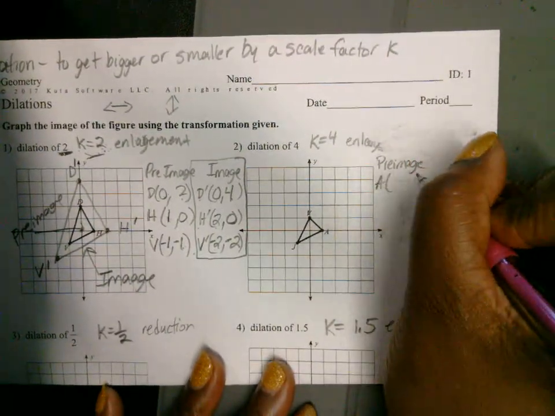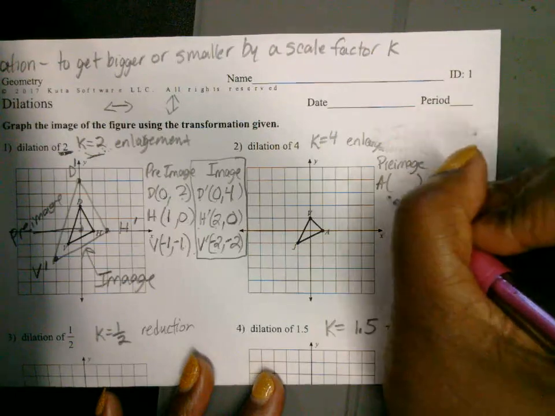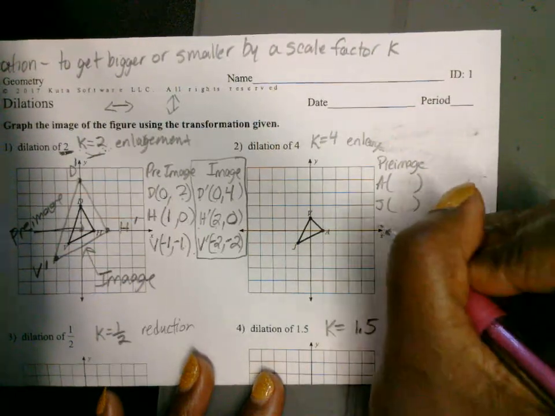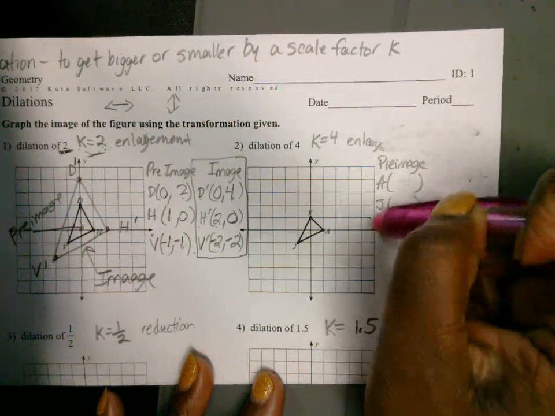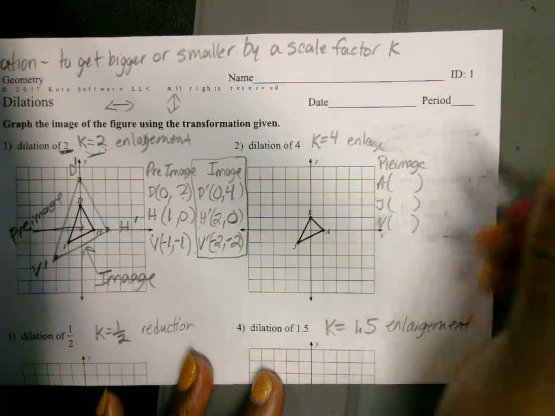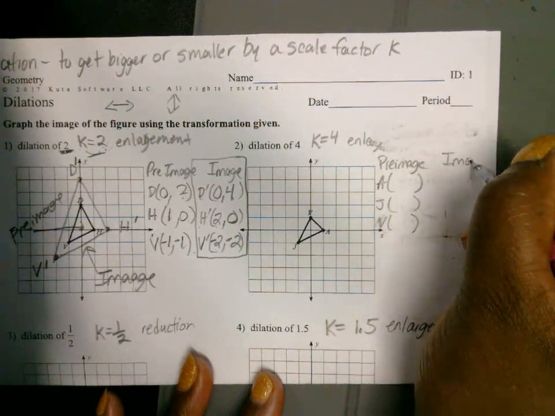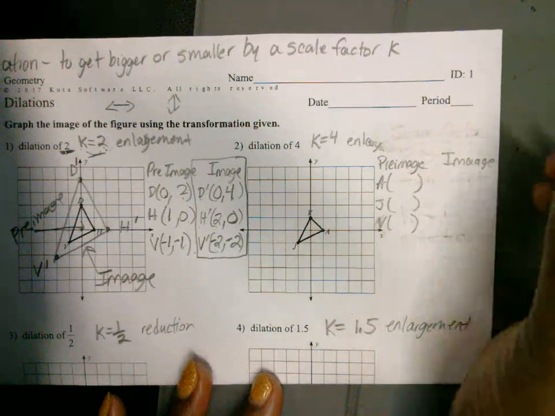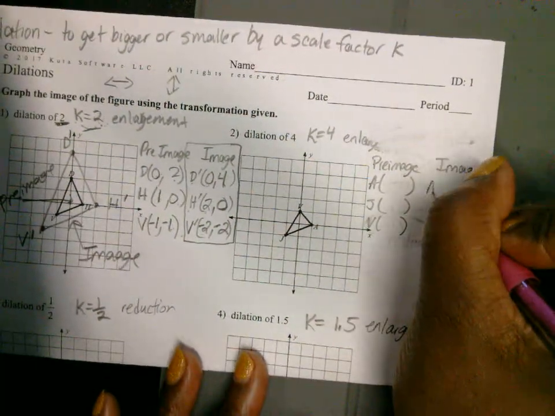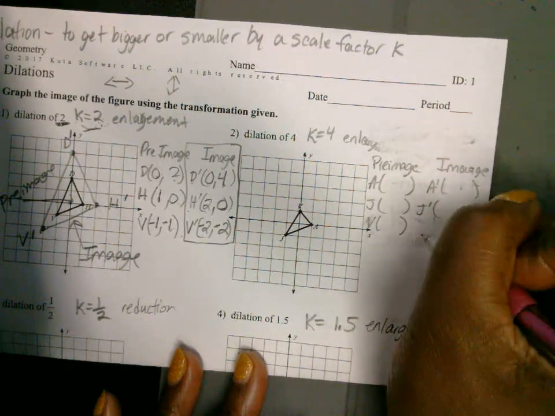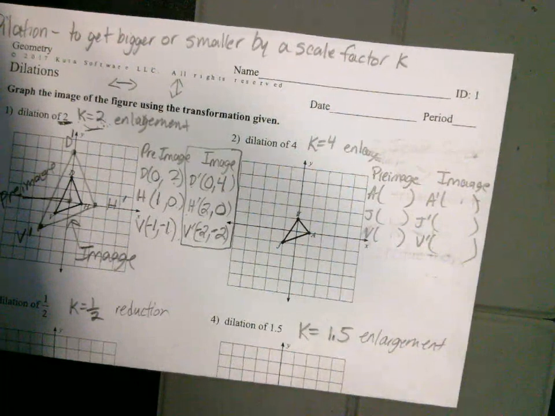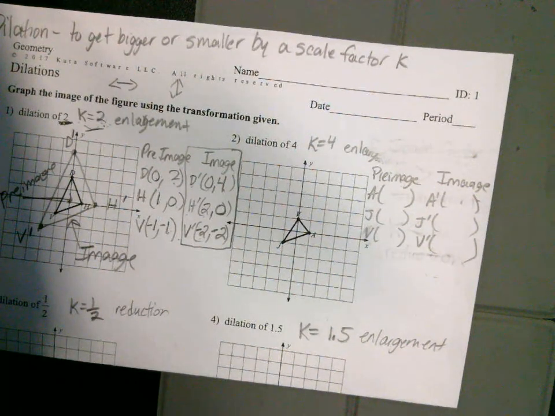Let's write the ordered pair for A, the ordered pair for J, and the ordered pair for V. See if you can get those on your own first. I'm going to walk around to look. Then we're going to do the image for each of these. Write the ordered pairs, the pre-image first. Pause for the calls. All right, let's see if we got those ordered pairs correct.